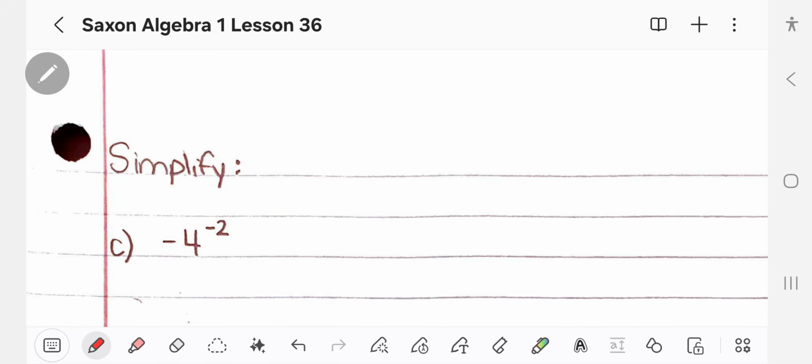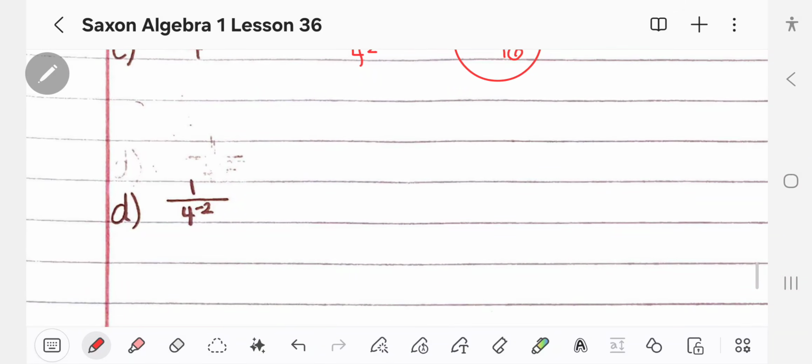So first here, I can put my finger over this negative that's in the front. It's not protected by any parentheses. And I can see that with that negative exponent, I have a reciprocal, and that's going to be 4 squared. Now I can uncover that opposite and put it there. So that's going to be negative 1 over 4 squared, which is 16. So your answer is negative 1/16.